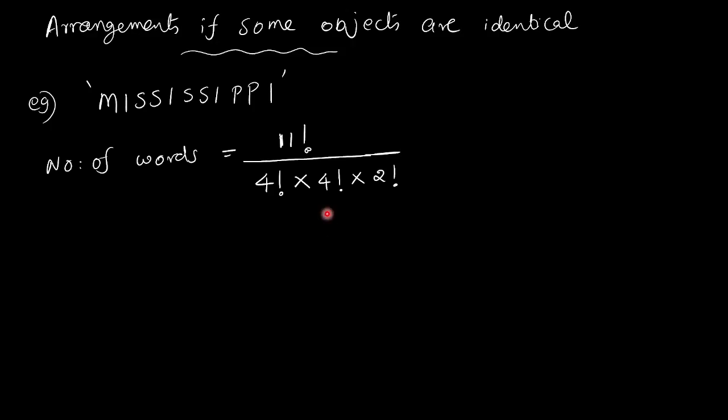So how to write the number of arrangements if some objects are identical? Numerator will be n factorial, divided by, in the denominator side, only the repeated letters. I is repeated 4 times, so 4 factorial, into S is repeated 4 times, so 4 factorial, into P is repeated twice, so 2 factorial. I don't want to calculate its value. If the numerator is very large, you need not simplify. If you stop here, you will get the mark. Because 11 factorial is much larger, or you may find it. Anyway, the method is clear.